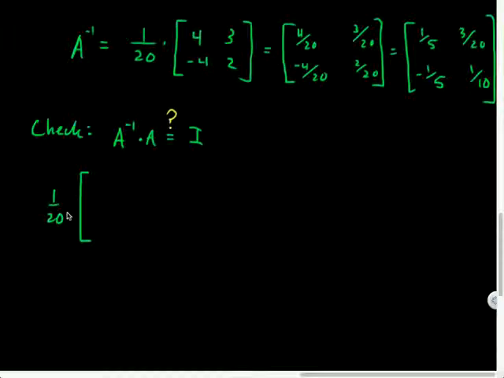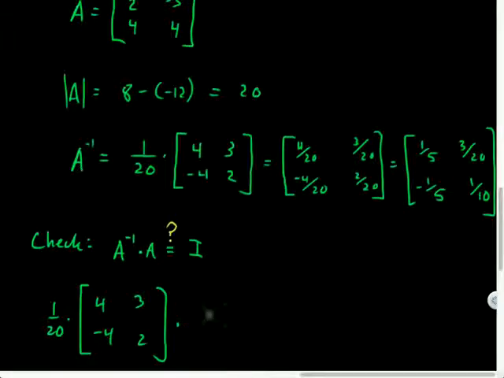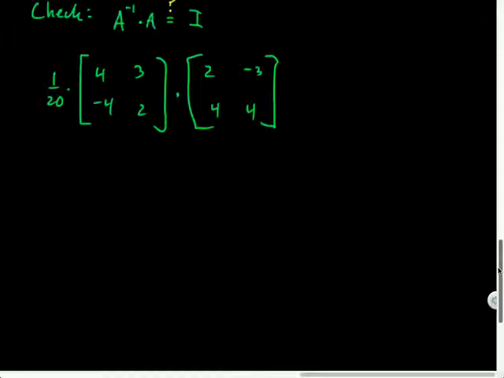So I'm going to do the 1/20 at the very end. So I'll have 4, 3, -4, 2. So that's my A inverse. I'm multiplying that by matrix A, which is 2, -3, 4, 4. And we're going to multiply this out. What do I want this to equal when I'm all done? Speak up more confidently. 1? I just want it to equal some number 1.